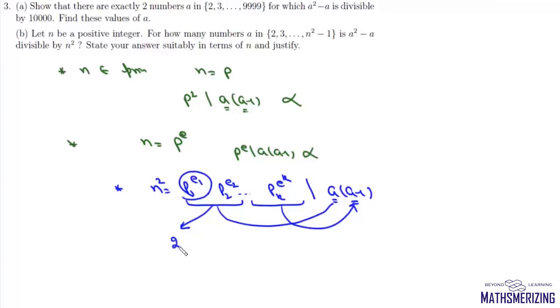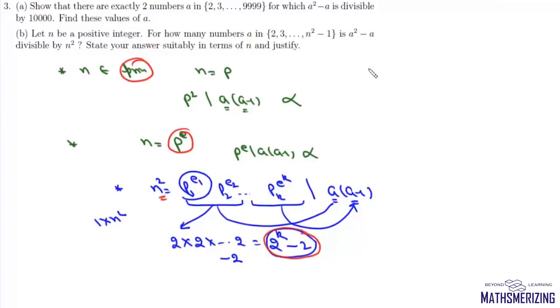So for p1, there are two choices. For p2, two choices. And then for pk, two choices. So the total number of cases will be 2 to the power k. And from this, we subtract two cases when the factorization is of the form 1 into n square. In that case, either a is 1 or a minus 1 is 1, which is not possible.